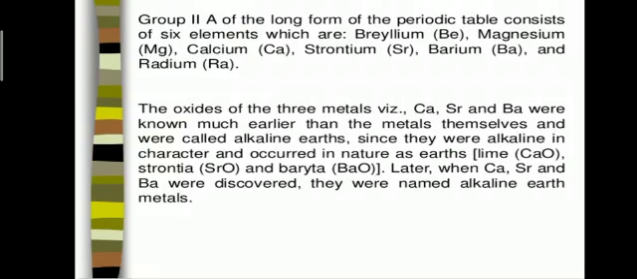Since they were alkaline in character, alkaline means they are basic in character, and occurred in nature as earth, that is lime, calcium oxide, strontium oxide and baryta, that is barium oxide. Likewise, we can call lime gypsum. When lime reacts with sulfate, that is calcium sulfate, we call it gypsum. When magnesium reacts with sulfate to form magnesium sulfate, we call it epsom. And when barium reacts with sulfate to form barium sulfate, we call it barite.